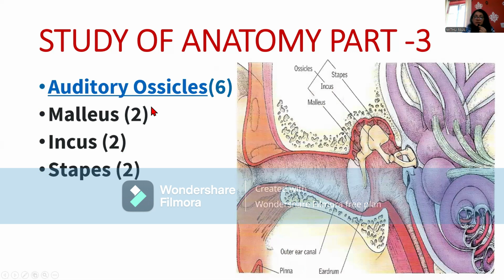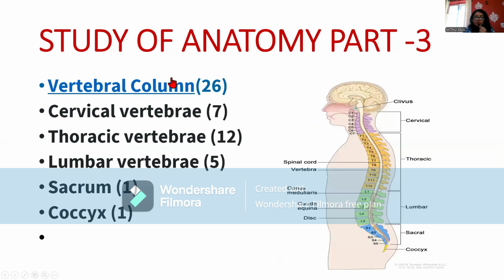We add on the 3 ear ossicles lying inside each ear, rather in the middle ear cavity. This is the part of the external ear. This is the middle ear cavity, and this is the internal ear. Starting from the lateral one, this is the malleus, incus, and the medial most is the stapes. So 3 plus 3, total 6 in 2 ears.